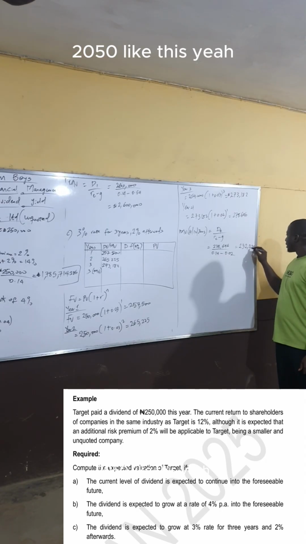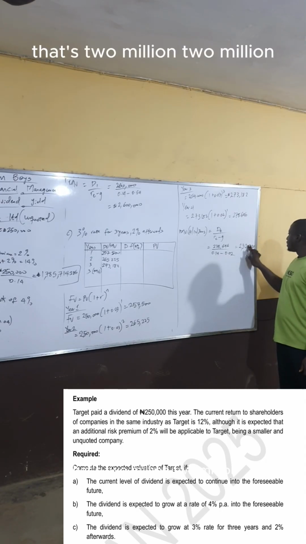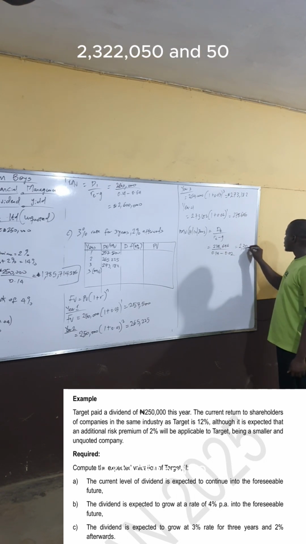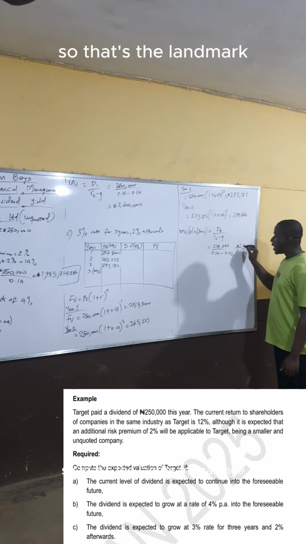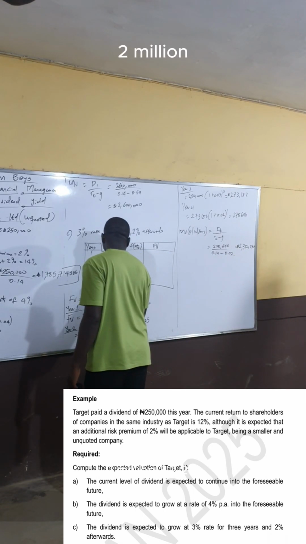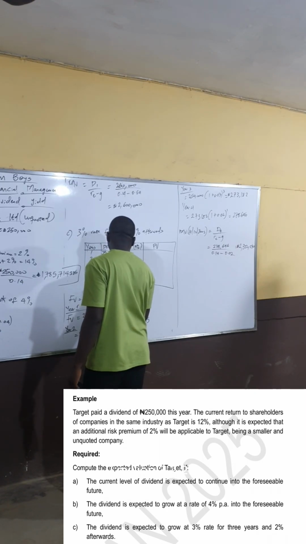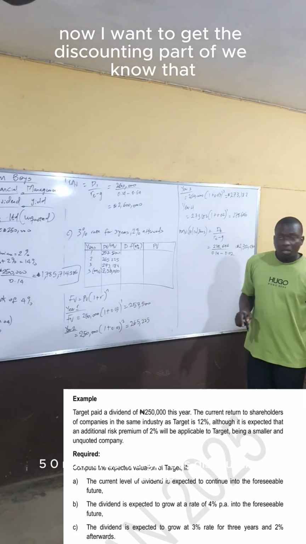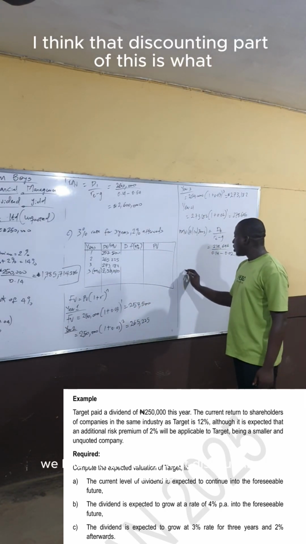Like this. That's 2 million. 2,322,050. 2,322,050. So that's the market value.